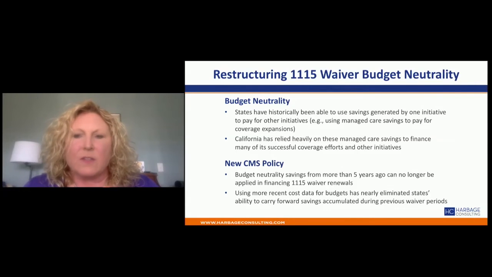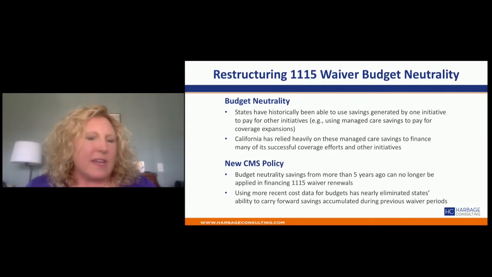So as Cindy mentioned, using those managed care savings to pay for coverage expansion to low-income adults or other populations. California is one of the states that did rely on these managed care savings quite heavily, and it was really an important vehicle for financing a lot of the successful coverage initiatives that have taken place in the past decade. And so the change to CMS policy around budget neutrality has had an impact on California. It has caused the state to rethink the use of the waiver authority and whether it's still the best way to go, frankly, because the loss of this savings has really caused the state to have to limit its initiatives under the waiver authority.